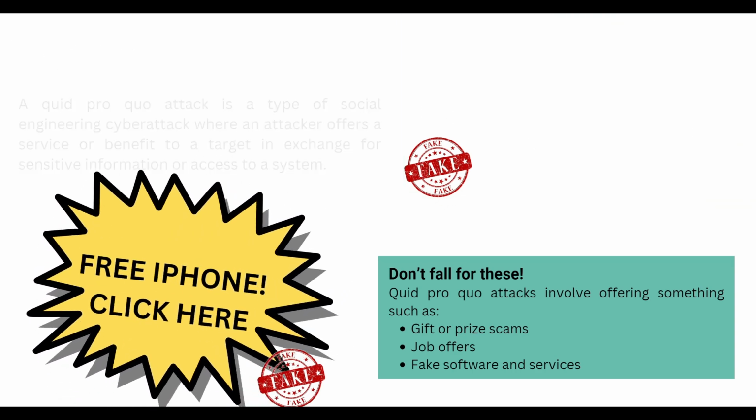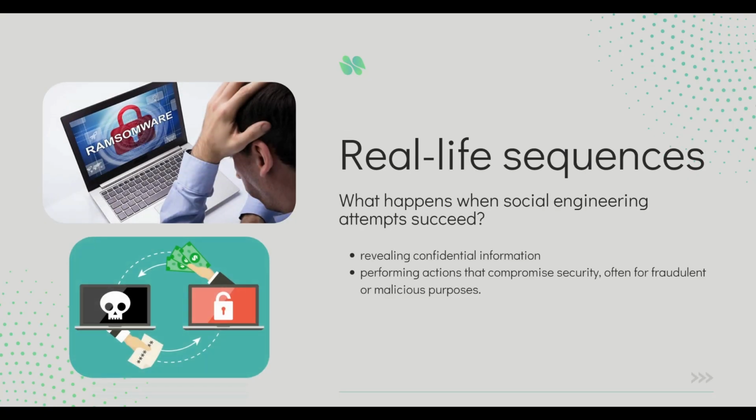Moving on, we will show the real-life scenarios where social engineering took place and has caused damage to our society. So the main purpose of social engineering is to trick users into revealing their personal information and giving the attackers unauthorized access to the user's systems.